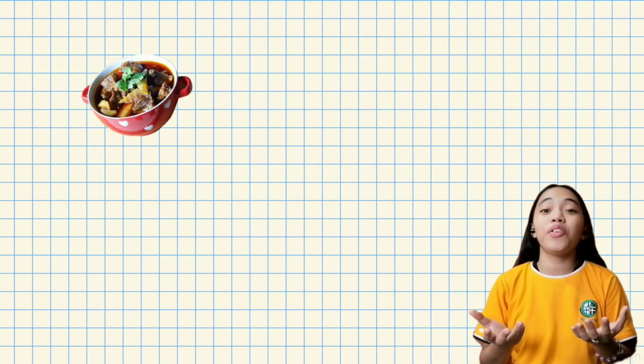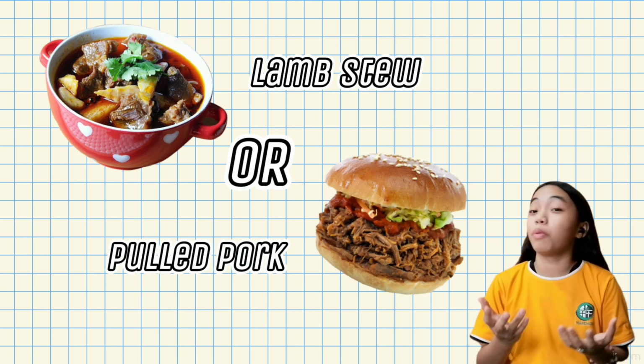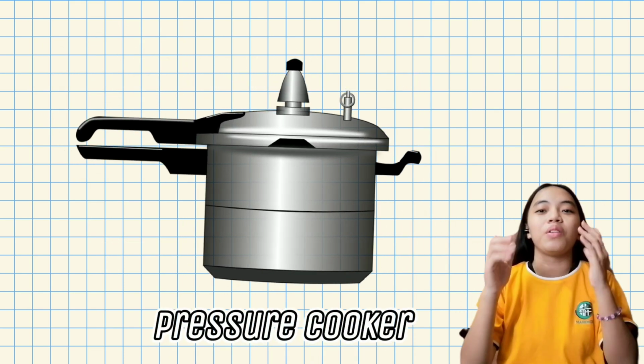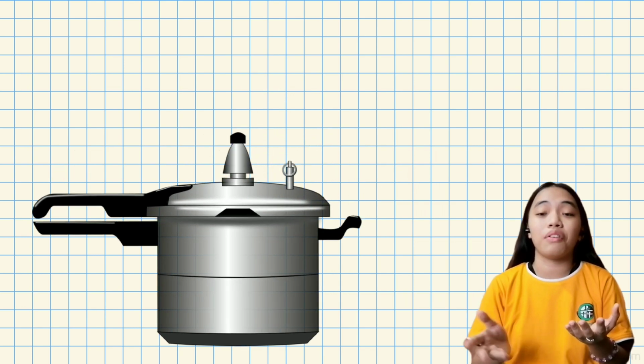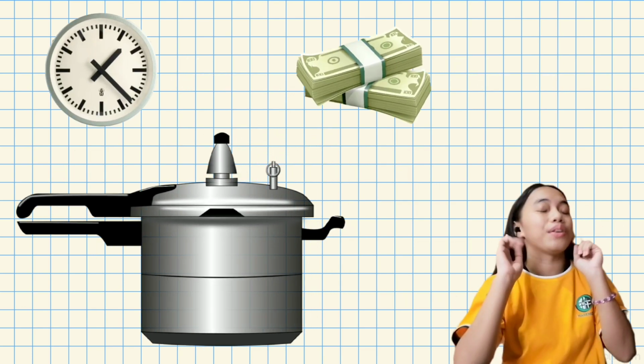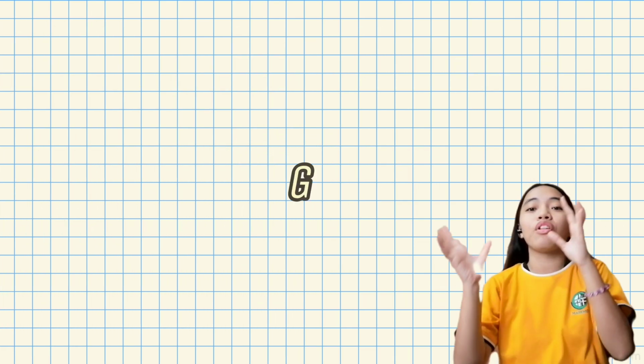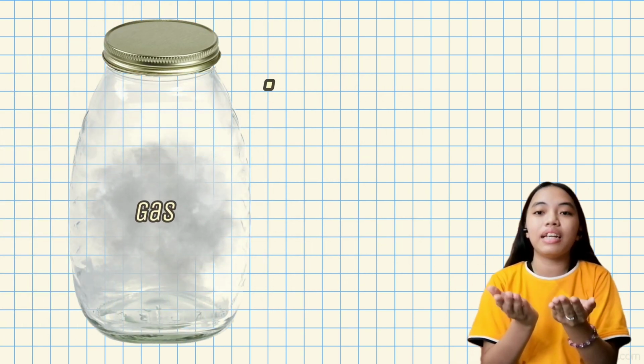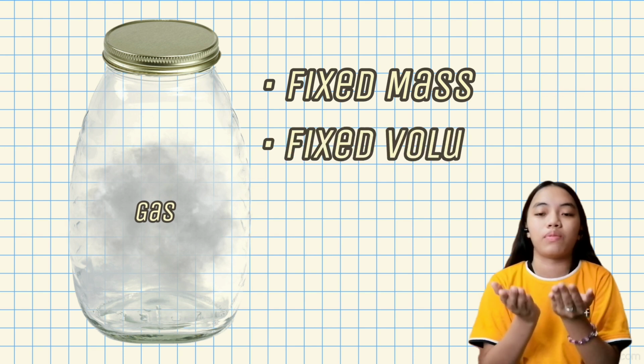Have you ever made your lamb stew or delicious pulled pork in a pressure cooker? If you have a pressure cooker, you already know that it saves you a lot of time and money. And here's why. Take a sample of gas and enclose it in a container. This gas container now has a fixed mass as well as a fixed volume.